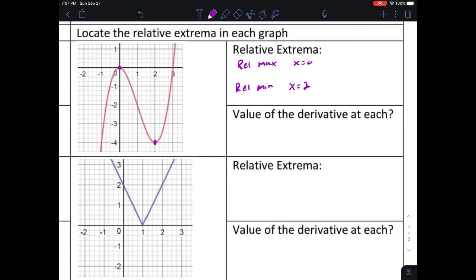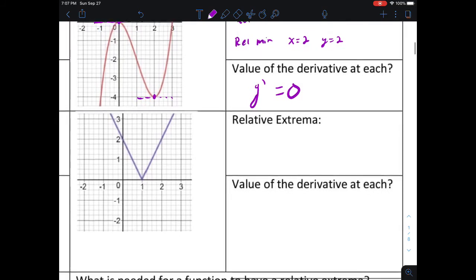Now the y values in those cases would be y equals 0, respectively, and y equals 2. Now, what is the value of the derivative of each of these? Well, at our turning points, our relative extrema here, we have horizontal tangents at relative maxes and minimums for polynomials, where I have those turns where I go from increasing to decreasing. The derivative, say y prime, is equal to 0 at those 2 points.